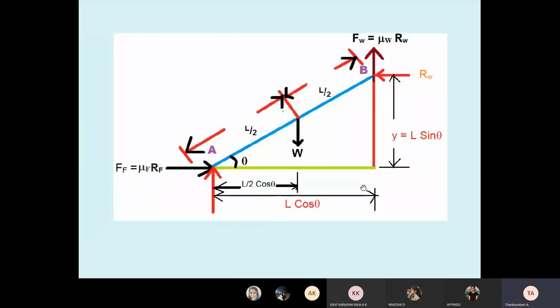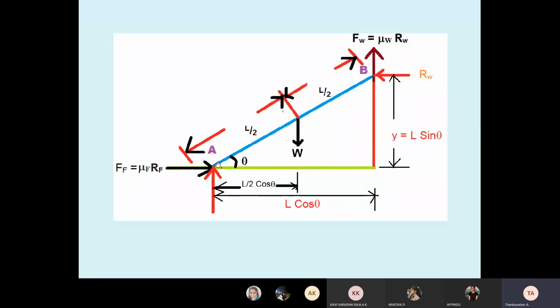So here I have marked all the distances. We know length AB, the length of the ladder. Therefore, where is the weight acting? At the middle of the ladder. Therefore, I divided L by 2, L by 2. Then what is the corresponding distance from the ladder to the wall?